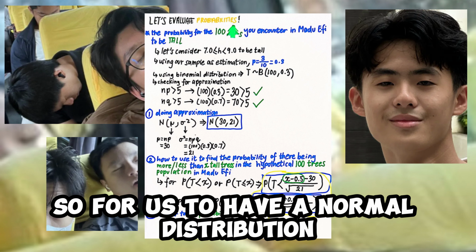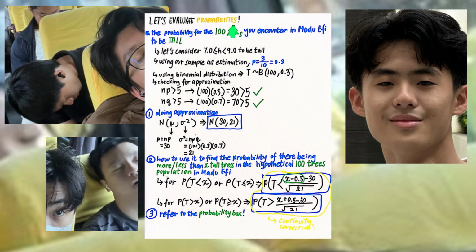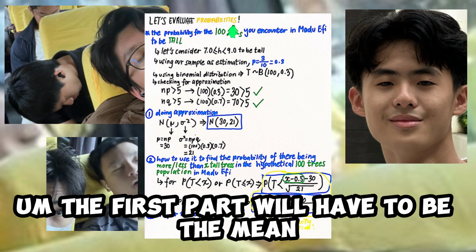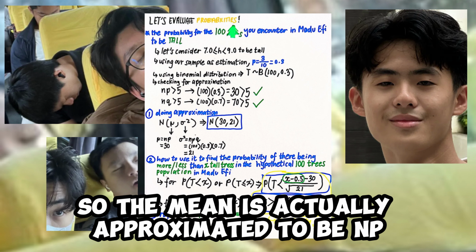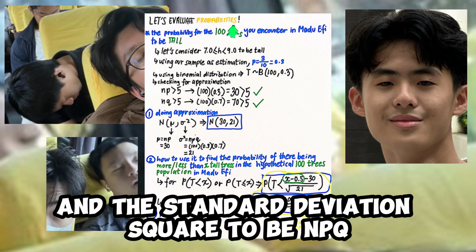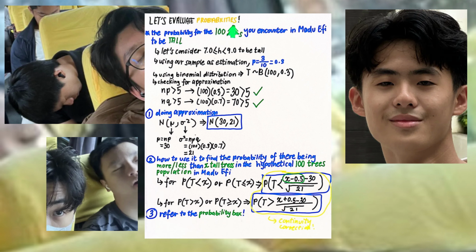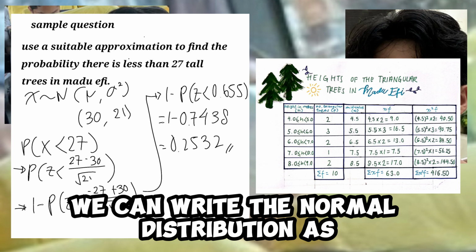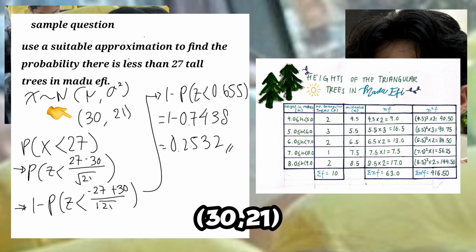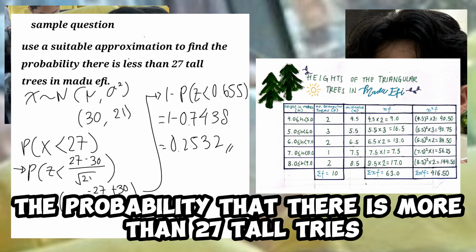So for us to have a normal distribution, the first part will have to be the mean, followed by the standard deviation squared. So the mean is actually approximated to be NP, and the standard deviation squared to be NPQ. Now that we have this information, we can write the normal distribution as N(30, 21). With this, we can find the probability that there is more than 27 tall trees in Madu Fe.